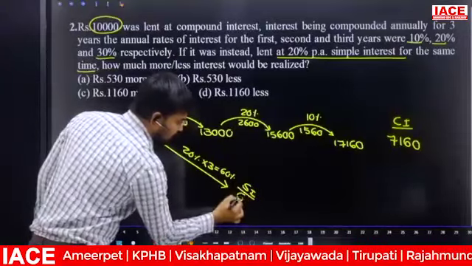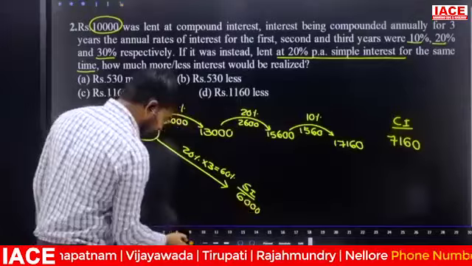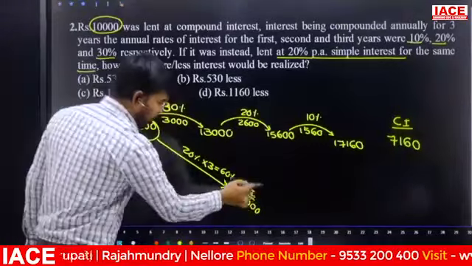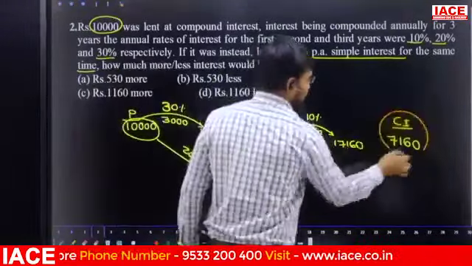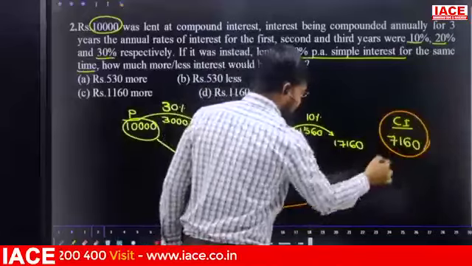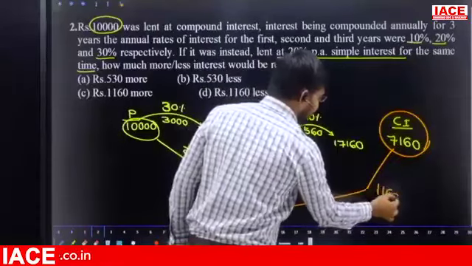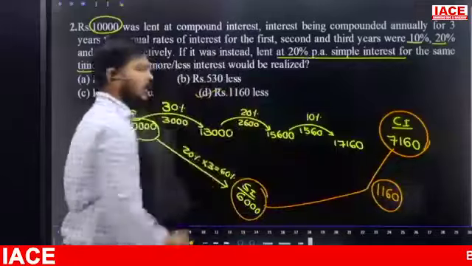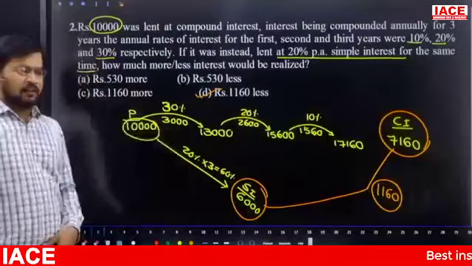Simple interest is 6,000. They're asking the difference, so definitely you are getting less. So the difference is how much? 7,160 minus 6,000, the difference is 1,160. So your answer is Option D. Option D is the right answer. All of you clear?